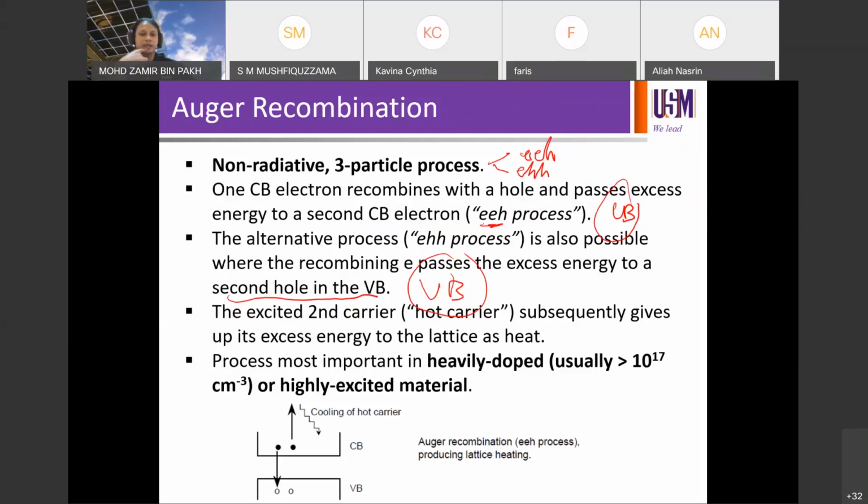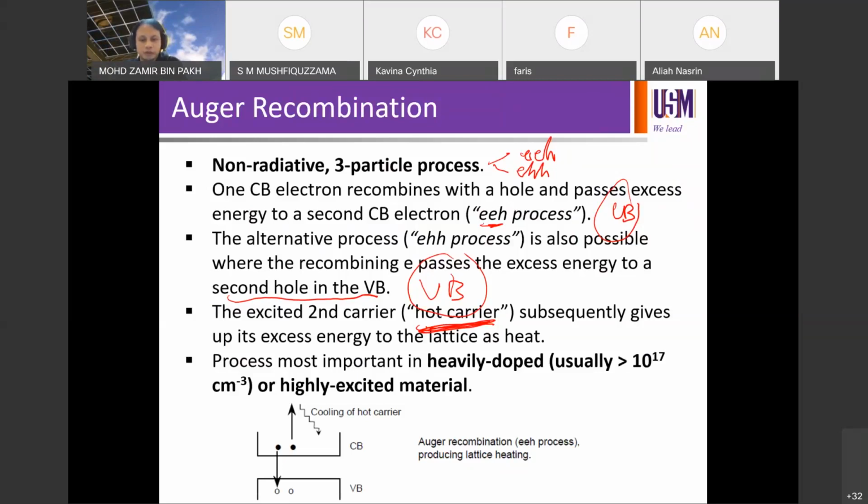So the excited second carrier, either electron or hole, is called hot carrier. I did brief you a little bit about application of hot carriers, and it's not limited to only solar cell, also applicable to some other application as well. But this is the principle of hot carrier effect, where you try to harvest the energy possessed by the second carrier before it thermalizes back to the band edge, either conduction band or valence band, right?